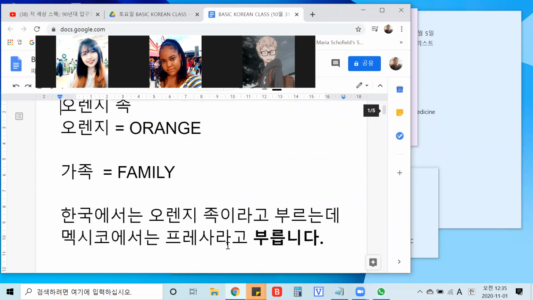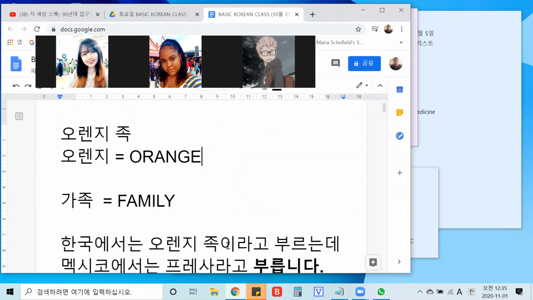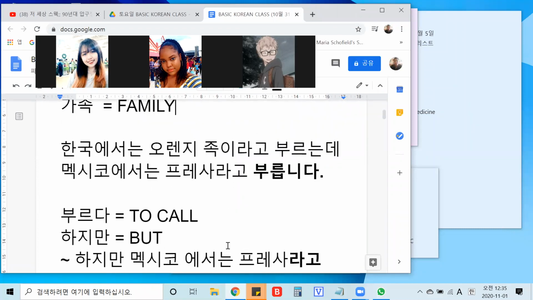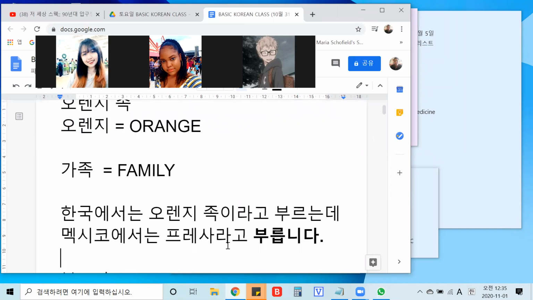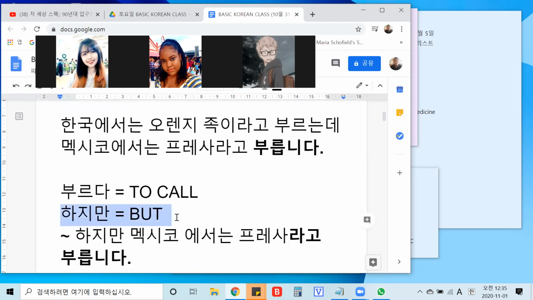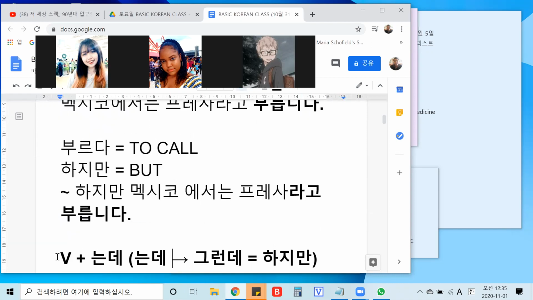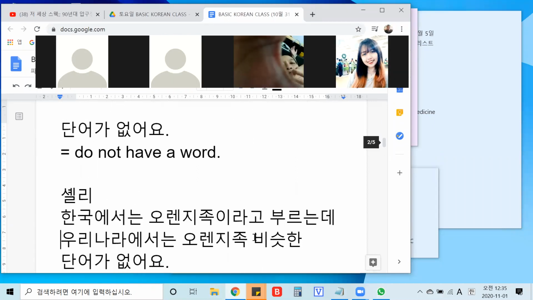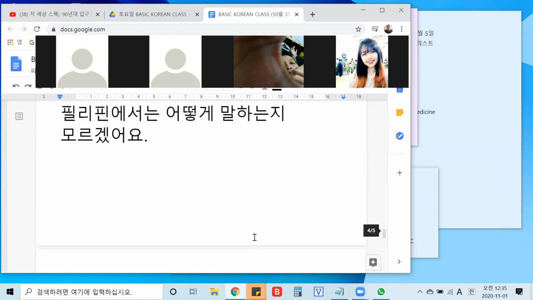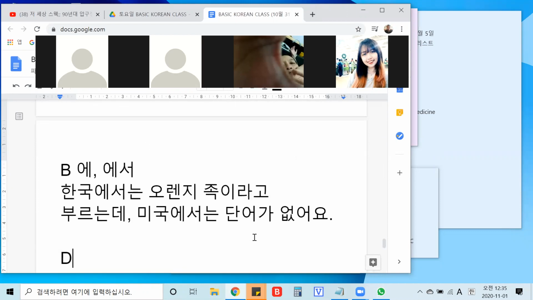So today in class, we learned about Korean culture like 오렌지족, and we learned how to use 하지만, but change it to 는데, so a conjunction changes into a connective ending. Two sentences make one sentence. That's the main part of what you learned. I'm going to teach you another thing. So nowadays, 오렌지족.